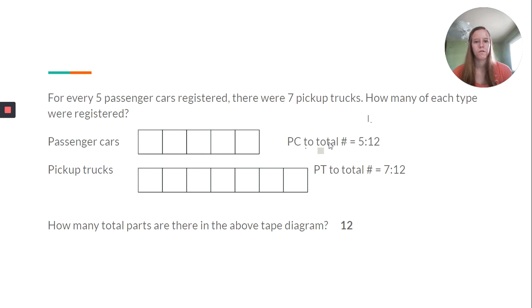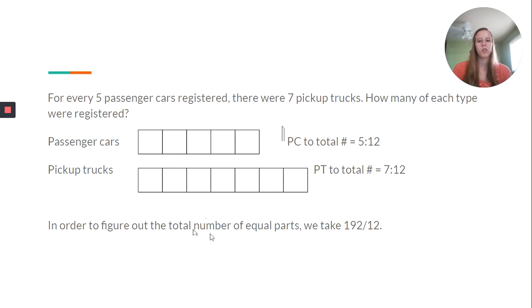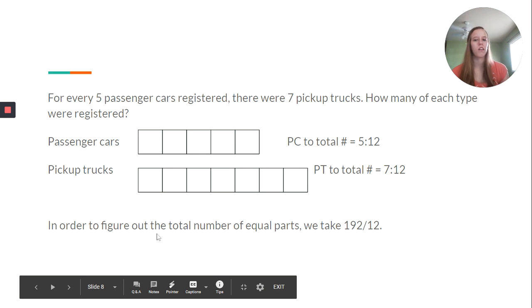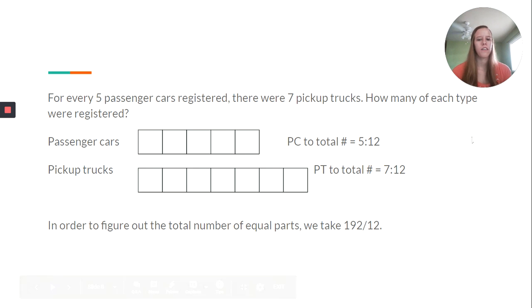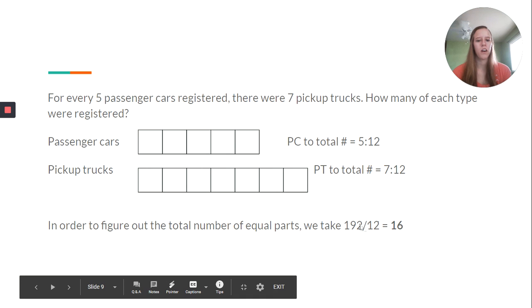So 5 to 12 is the passenger cars to total number of cars, and 7 to 12 is the pickup trucks to total number of cars. Okay, so we know the total was 192. In order to figure out the total number of equal parts, what each of these squares represents, we can take 192 divided by 12. If you're able to do that, go right ahead. I'll give you a second or two. So we find that 192 divided by 12 is 16. So each one of these squares represents 16 cars.